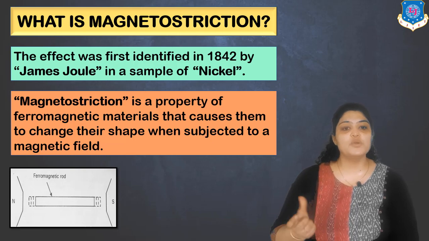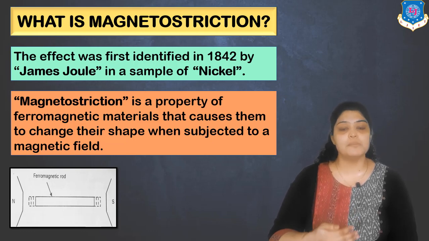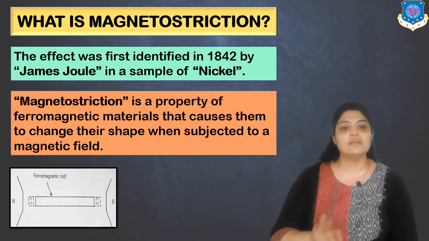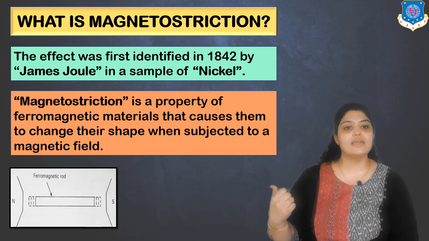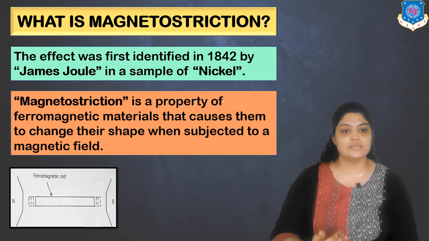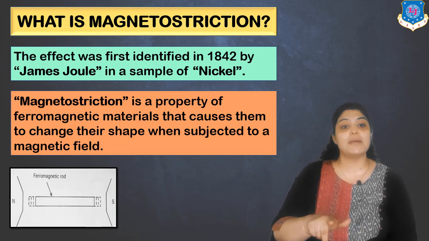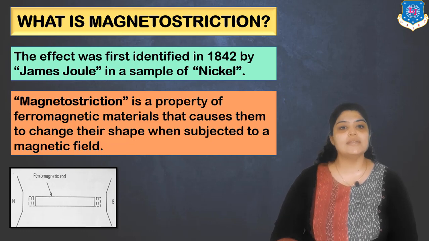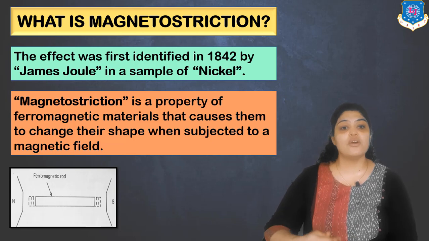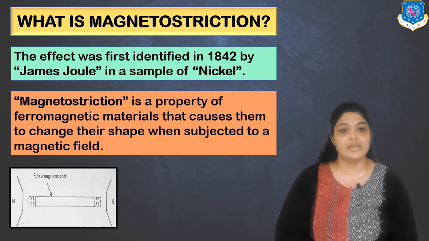Here in the diagram you can see that there is a simple ferromagnetic rod. When I use the word ferromagnet, that means it is a permanent magnet. It has a north pole and a south pole. And you can see in the diagram that there is a magnetic field shown by N and S. If I alternate this magnetic field, if I change it rapidly, you can see by the dotted lines that the dimensions of the rod have changed. That means the rod expands and contracts with the help of this alternating magnetic field.